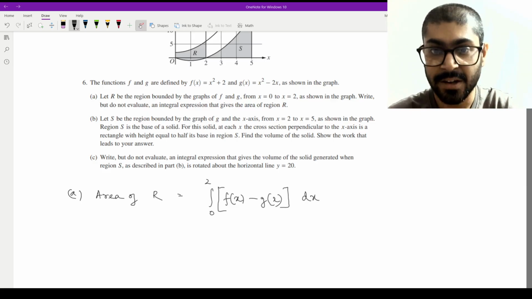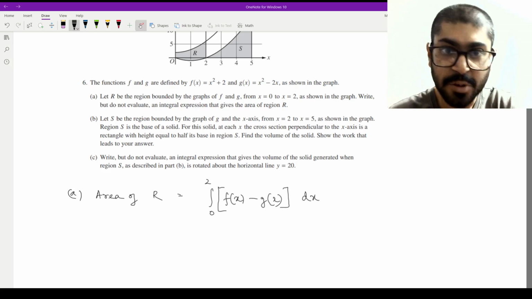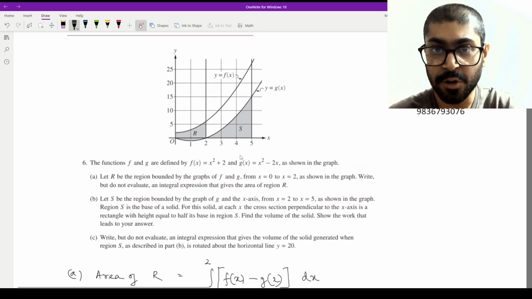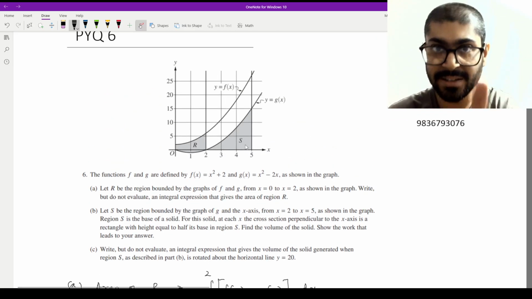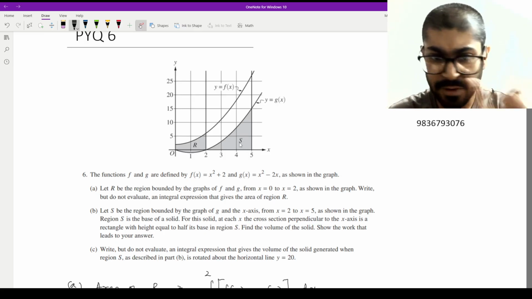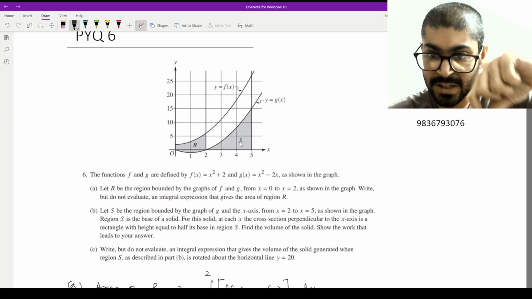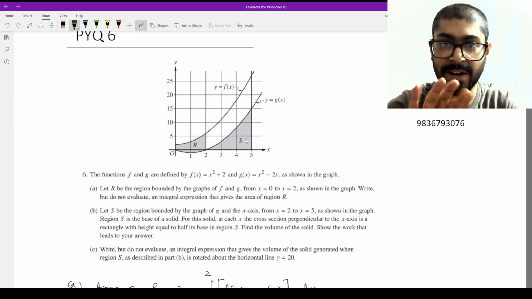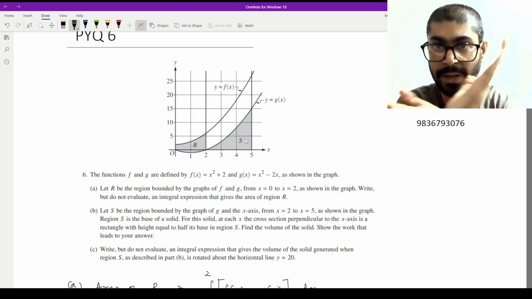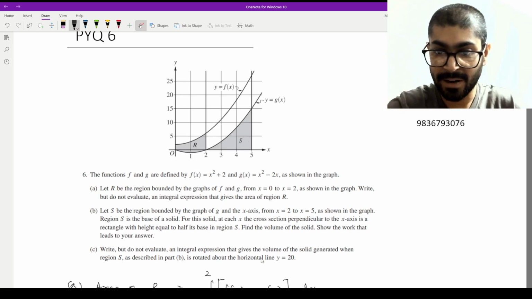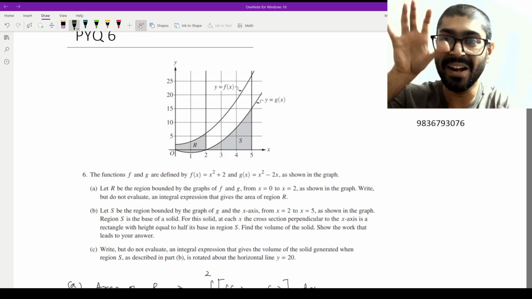The next portion says, let S be the region bounded by the graph of g and the x-axis. So we will look into the portion S. Now the portion S extends from x equal to 2 to x equal to 5 as shown in the graph. It is the base of a solid. If it is a solid, you would have to assume that the solid extends towards the z-axis. This is a 2D plane, and you have to assume that the solid is stretching out from the paper, hitting you in the face, sort of a building structure.